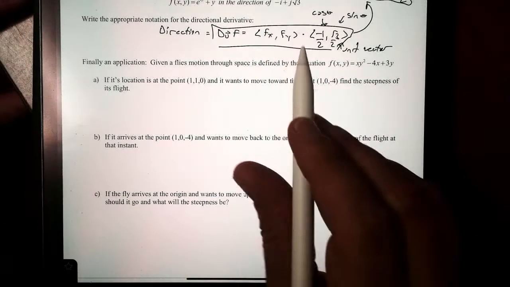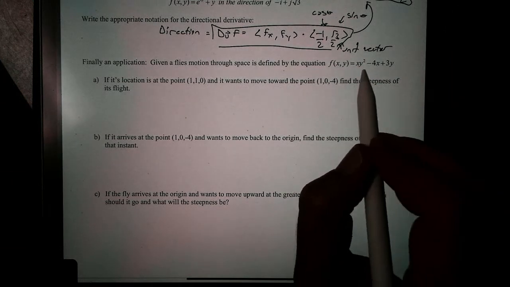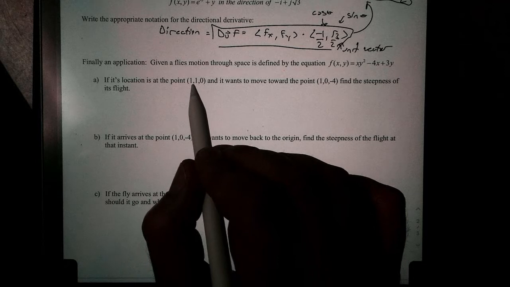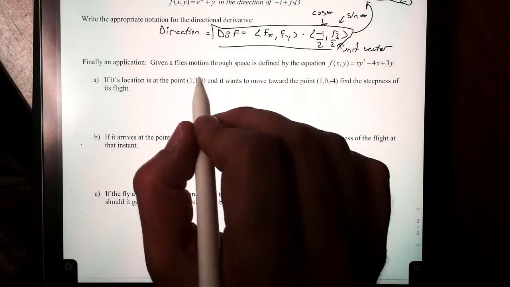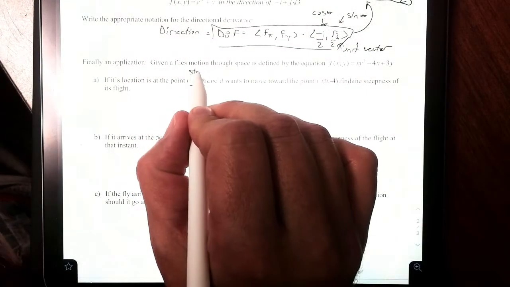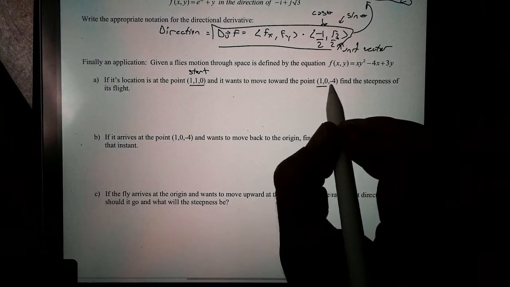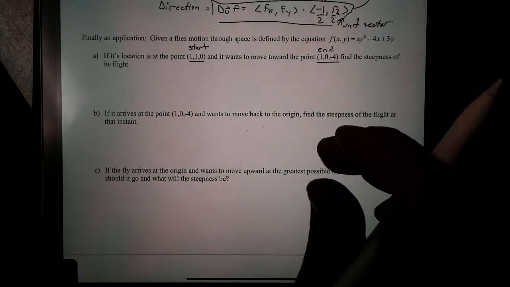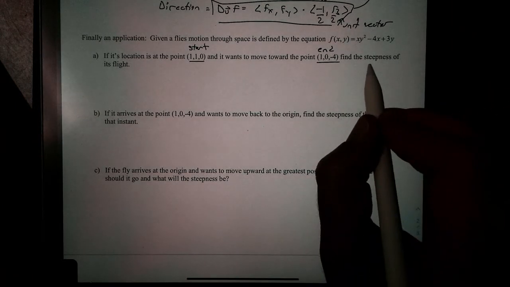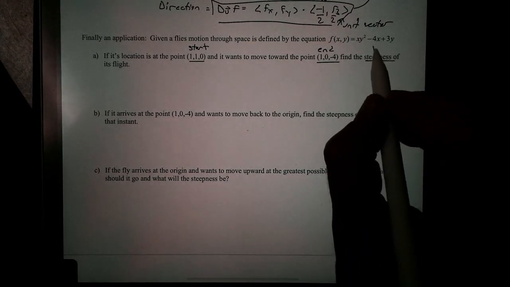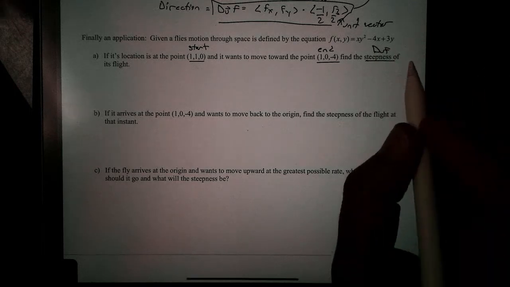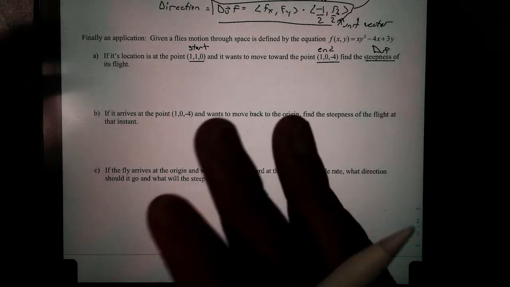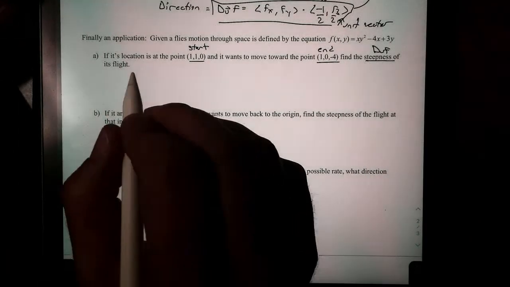Given a fly moves through space defined by the following surface equation, its location is at the point 1, 1, 0, so this is where it's starting, and it wants to move to the point 1, 0, negative 4, so that's where it wants to end. We want to find the steepness of the flight. So we're looking for D_u f, basically. Now, I can get my partials, but the one thing we don't have yet is the direction. So let's start with our partials first.